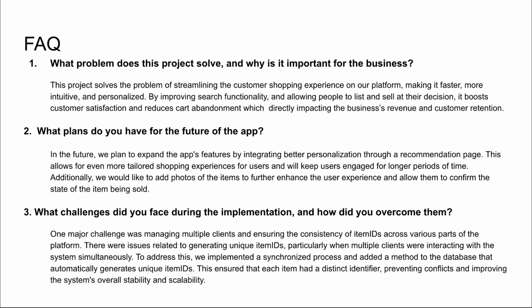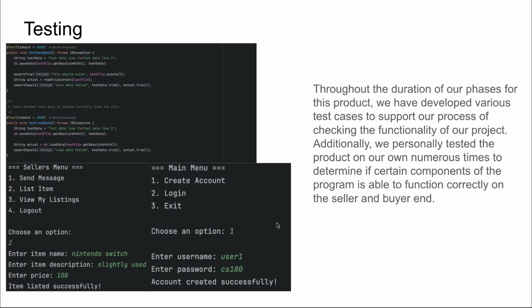Our second question is, what plans do you have for the future of the app? In the future, we plan to expand the app's features and functionality by integrating better personalization through a recommendation page. This allows for even more tailor-made shopping experiences and will keep users engaged for longer periods of time. Additionally, we would like to add photos of the items to further enhance the user experience and allow them to confirm the state of the item being sold. As seen in the slide above, the Nintendo Switch was listed as slightly used, and in the photo, you would then be able to see that it's slightly used.